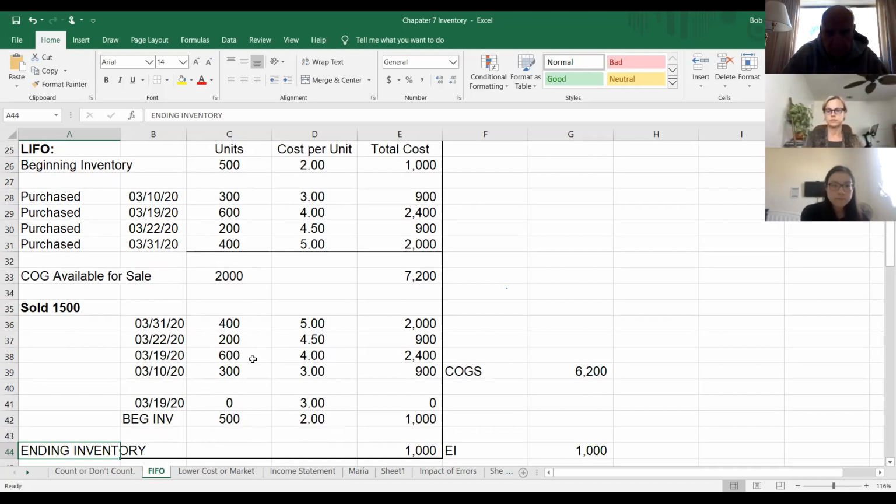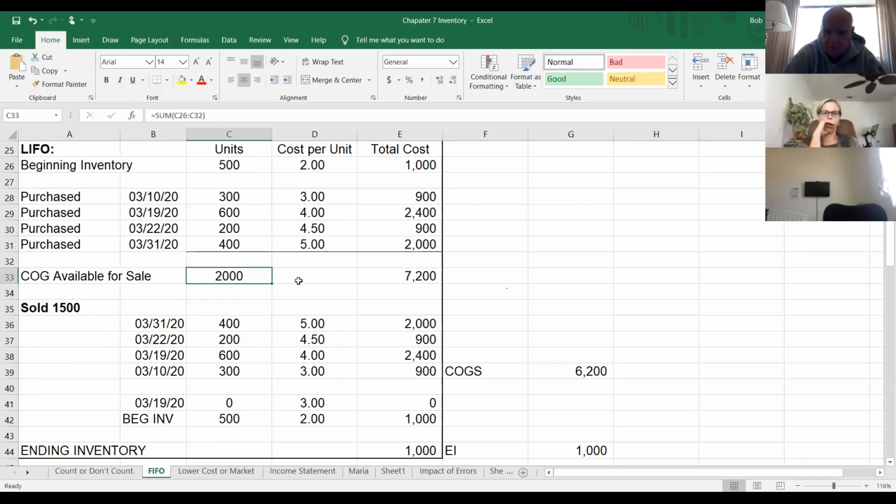We're working with a different set of numbers here, okay? So this time we had a beginning inventory of 500. Then we bought 300, we bought 600, we bought 200, we bought 400, right? We get our cost of goods available, both in units and in dollars, okay? So now we sold 1,500 in this example.